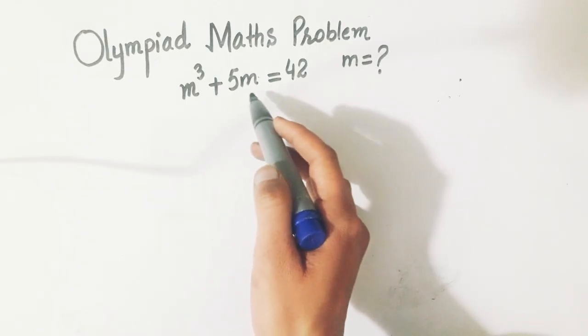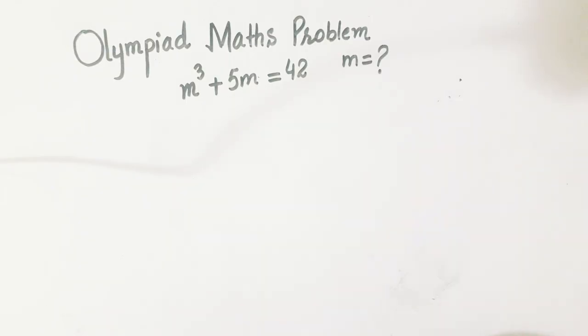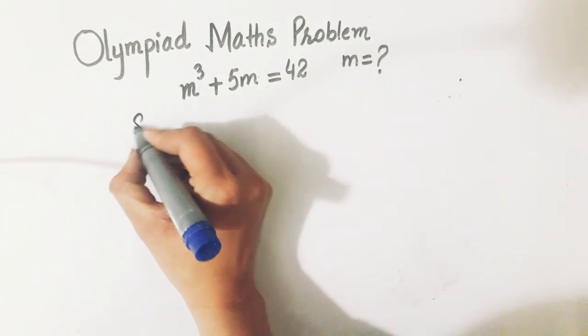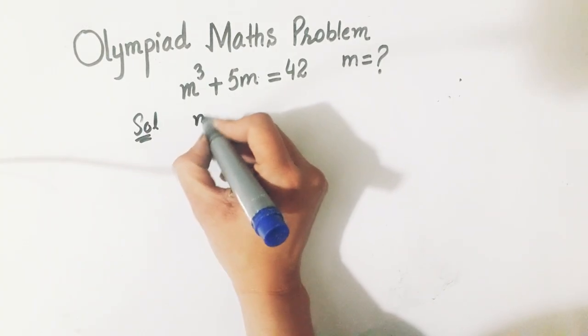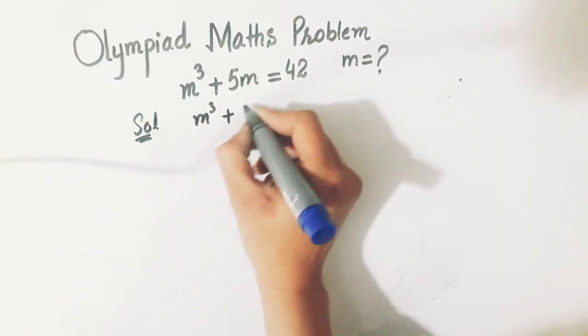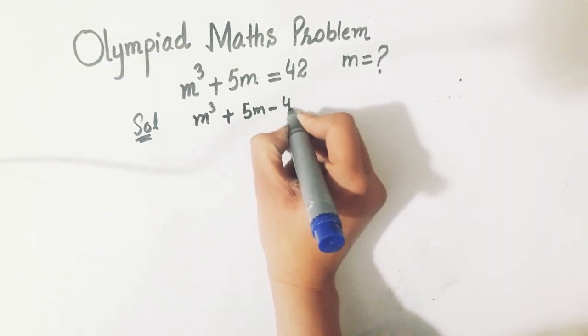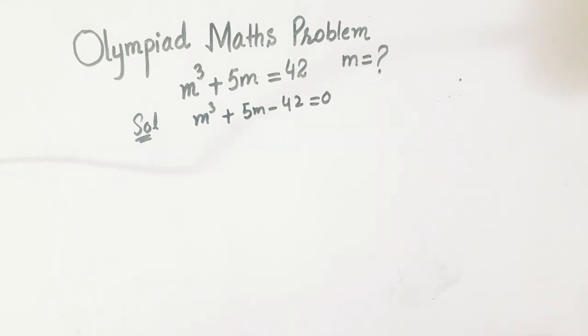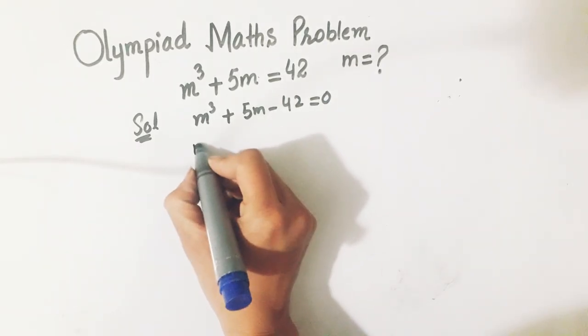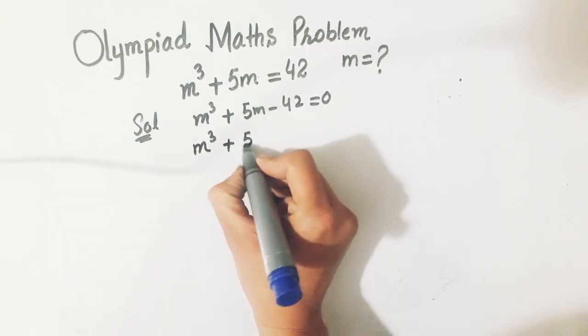The problem is m cube plus 5m equals 42. You have to find the value of m. So how will we solve this? First of all, we will write this as m cube plus 5m minus 42 equals 0. Now we have to find the factors of this, so we will write 42 as m cube plus 5m.